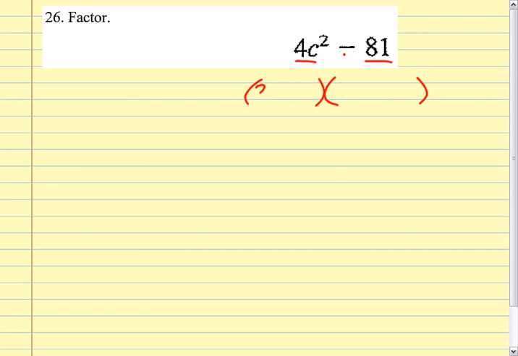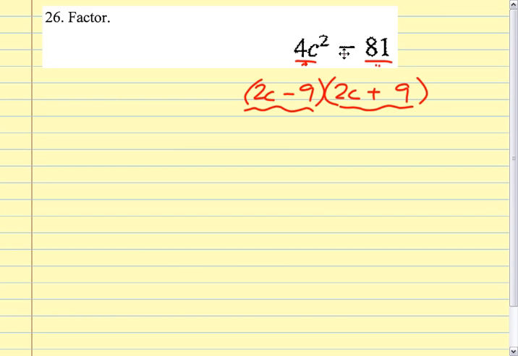2c minus 9 times 2c plus 9. Okay? The 2 terms that we get in each one of these is the square root of the front and the back. The only difference is the sign between them. 2c minus 9, 2c plus 9.